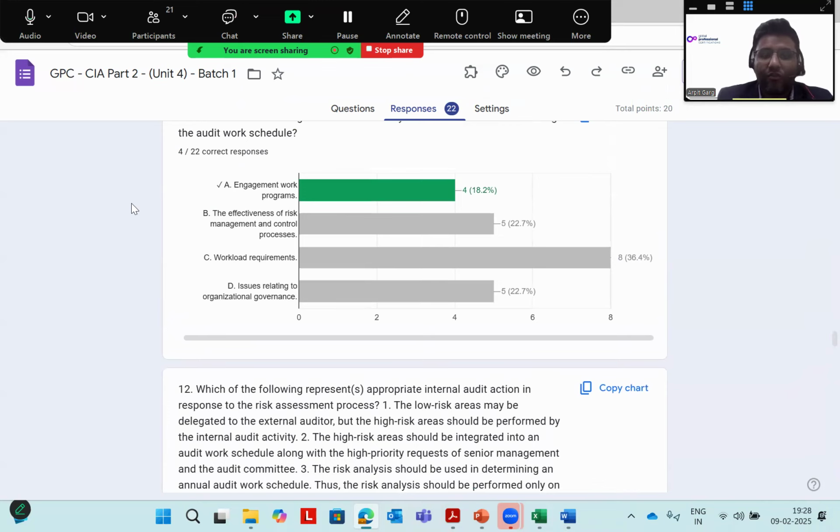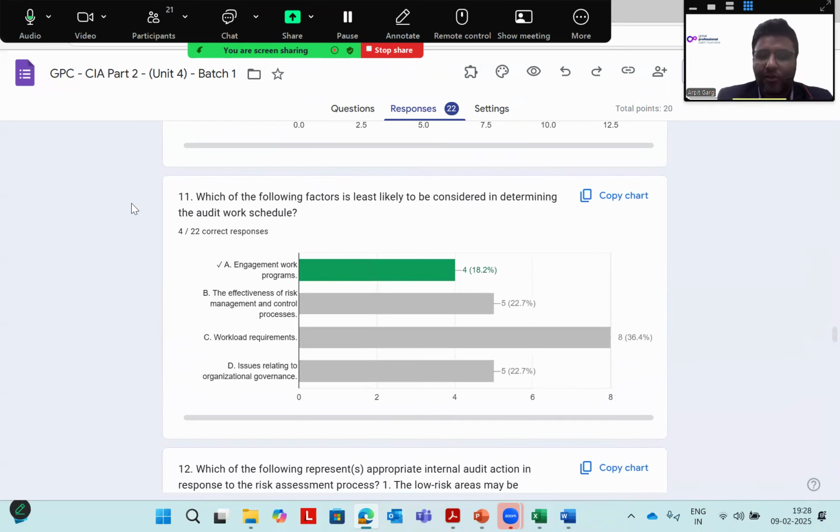Only 4 of you have answered this correctly. So people, let's try to understand. Which of the following factors is least likely to be considered in determining the audit work schedule? Engagement work program, effectiveness of risk management and control process, workload requirements, issues relating to organization governance. People, we have not understood work program yet, but let me try to explain with the help of an example what a work program is so that you are able to understand this question.